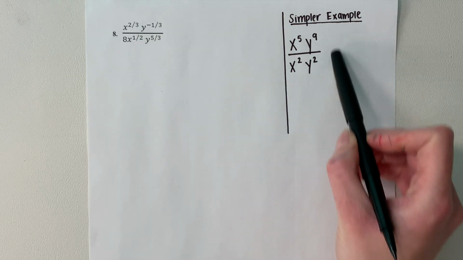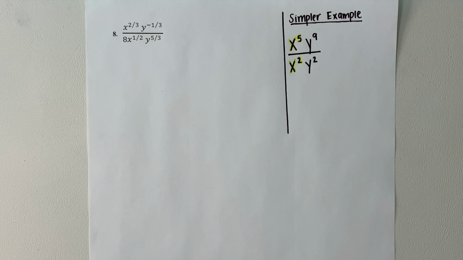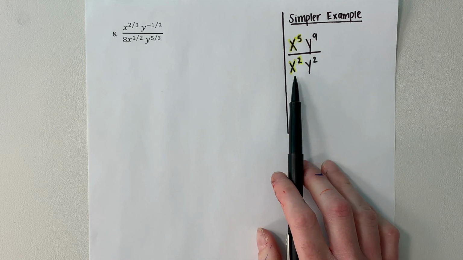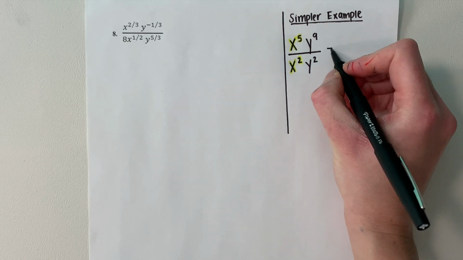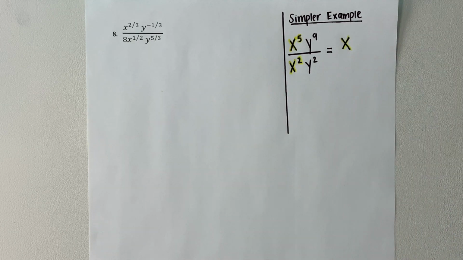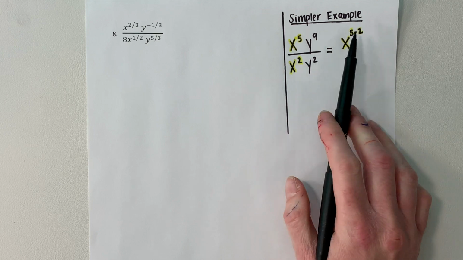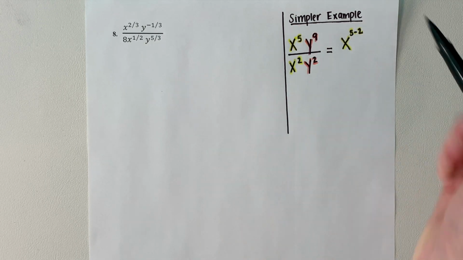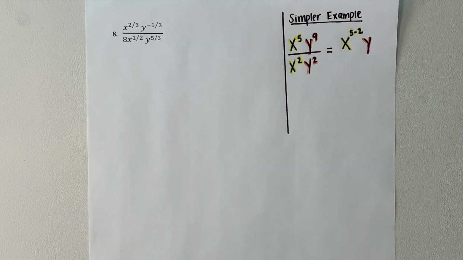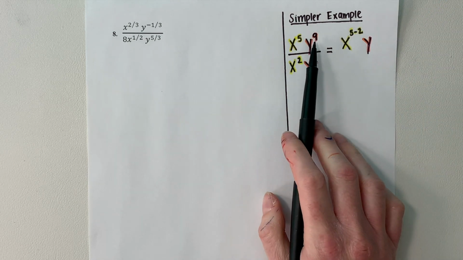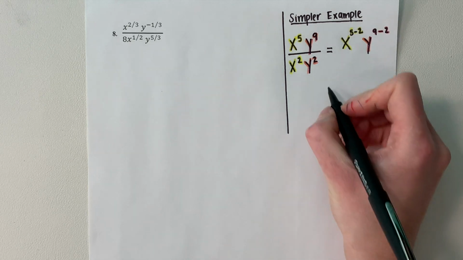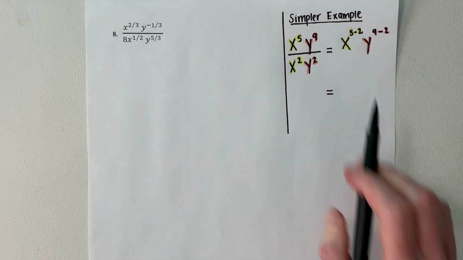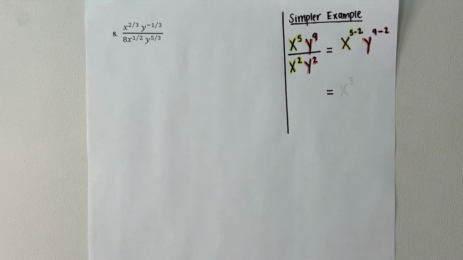We're going to want to use the quotient rule of exponents here. The quotient rule of exponents says when you're dividing two quantities with the same base, we keep the base, which is x, and we subtract the exponents. So we took 5 and we subtracted 2. When we're dividing the y's, we keep the base, which is y, and we subtract the exponents. So we're going to take 9 minus 2. And if we simplify, this will leave us with x cubed, and this will give us y to the 7th.